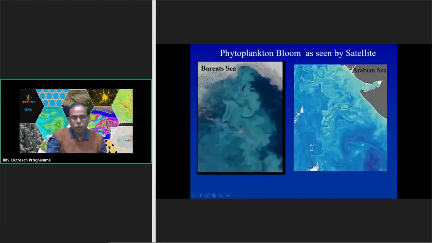So this picture shows the phytoplankton bloom as seen by SeaWiFS, another ocean color sensor. You can see nice eddies, and it is in the Barents Sea off the Norwegian coast, and this is the Arabian Sea, and these are the phytoplankton bloom patches, nicely captured by the ocean color data.